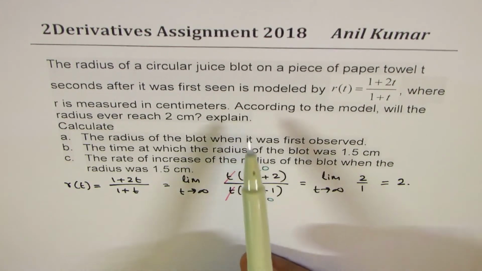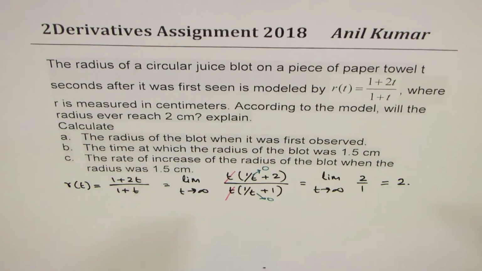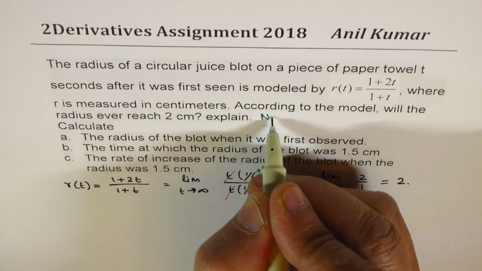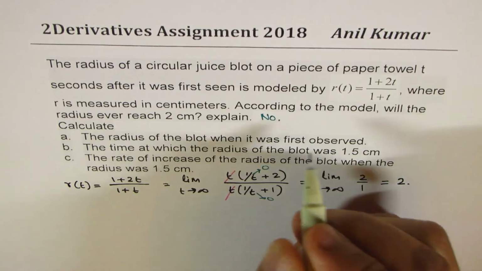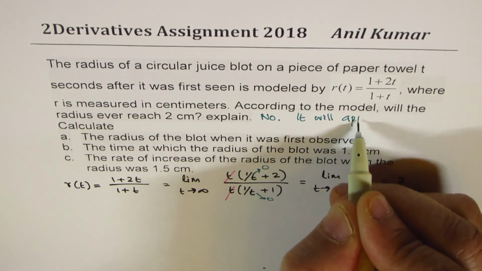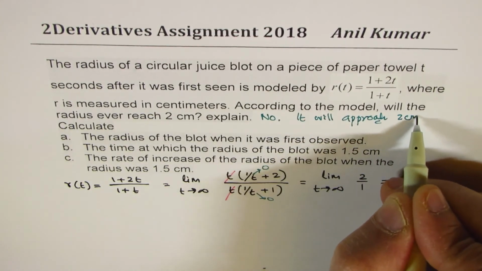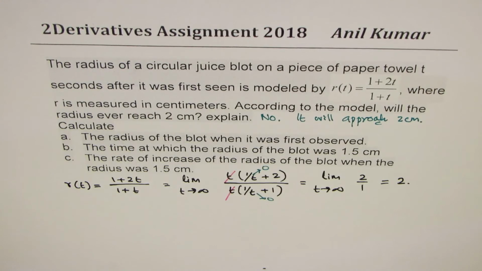So that is the reason. The question says, according to the model, will the radius ever reach 2 centimeters? The answer is never, or it will not reach. No, it will only approach 2 centimeters. So that's how you could answer it.